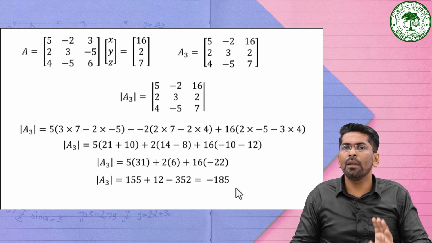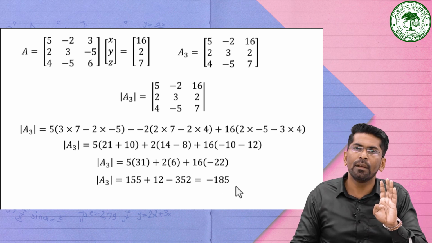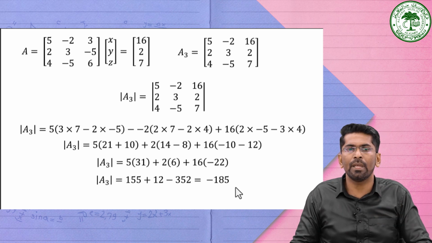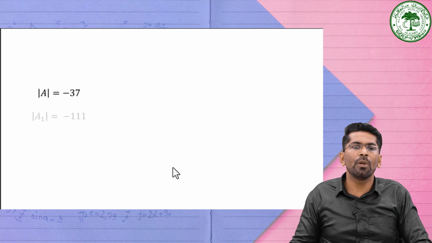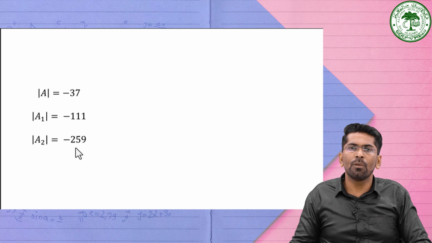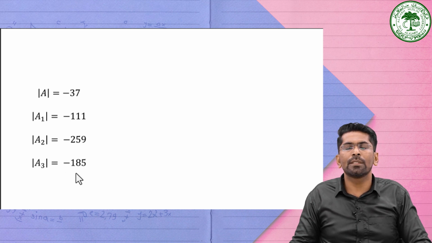So we found the determinant of A, determinant of A1, determinant of A2 and determinant of A3. I am just writing down all the values here. Minus 37, that is determinant A. Determinant A1 is equal to minus 111, determinant A2 is equal to minus 259 and determinant A3 is equal to minus 185.